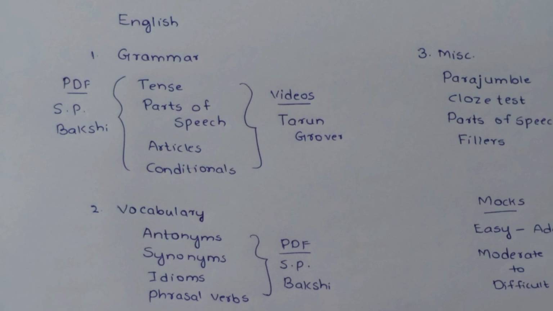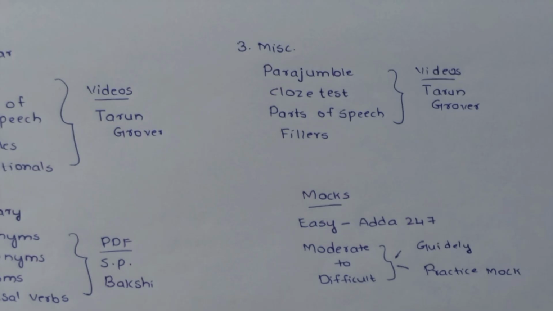Now coming to para jumble, clause test, and identification of parts of speech, which is very important, because with the help of parts of speech, most of the time in your mains you are able to solve your errors. In order to know how to identify parts of speech, and how to approach clause test, para jumble or fillers, you have to definitely watch Tarun Grover's YouTube channel videos. Those are very helpful for you, because as a beginner, even I didn't know how to approach English, and at first I used to get 5 to 6 marks.